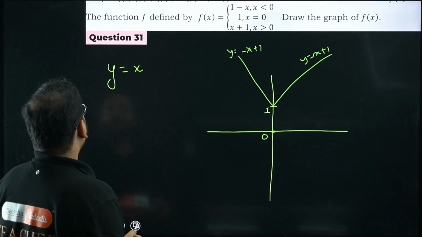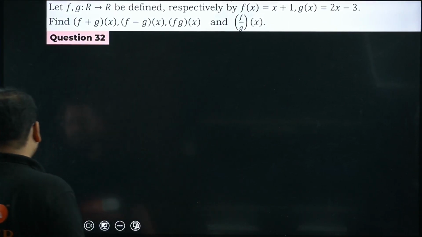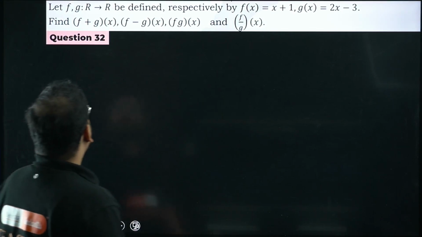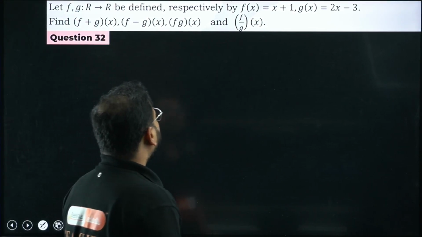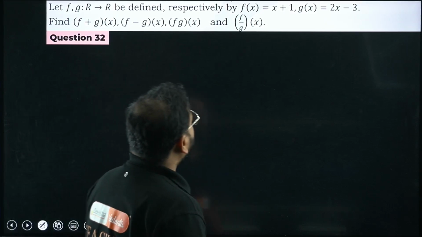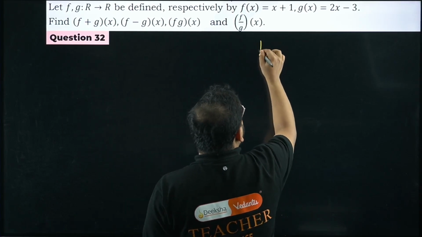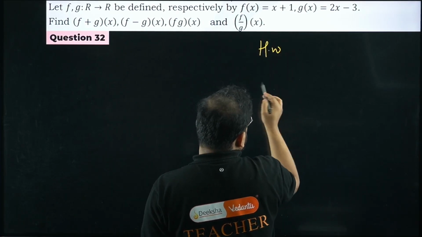What do we have? Question number 32. 31 is done. Let's solve 32. What do we have over here, bacha? f: R to R is defined. Very simple question. f plus g, f minus g, f into g, and f by g. Do one thing. I'll give you this as homework. You solve this question. Very, very simple.